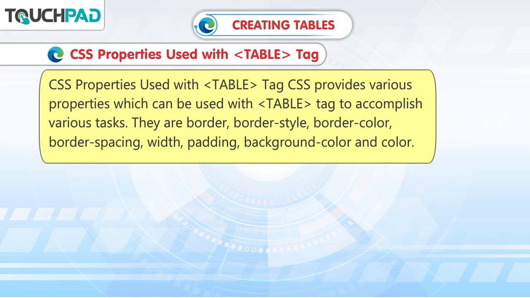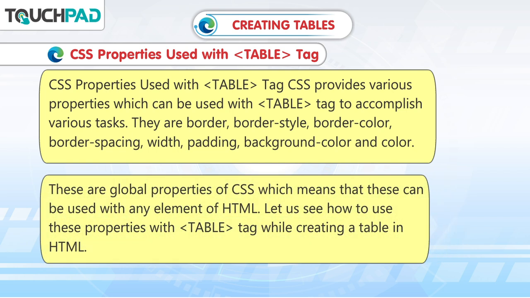CSS properties used with table tag. CSS provides various properties which can be used with table tag to accomplish various tasks. They are border, border style, border color, border spacing, width, padding, background color, and color. These are global properties of CSS, which means that these can be used with any element of HTML. Let us see how to use these properties with table tag while creating a table in HTML.